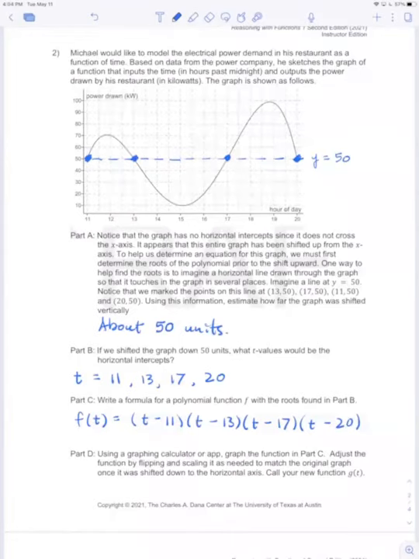Part D, using a graphing calculator or app, graph the function in part C. Adjust the function by flipping and scaling it as needed to match the original graph, once it was shifted down to the horizontal axis. Call your new function g of t.